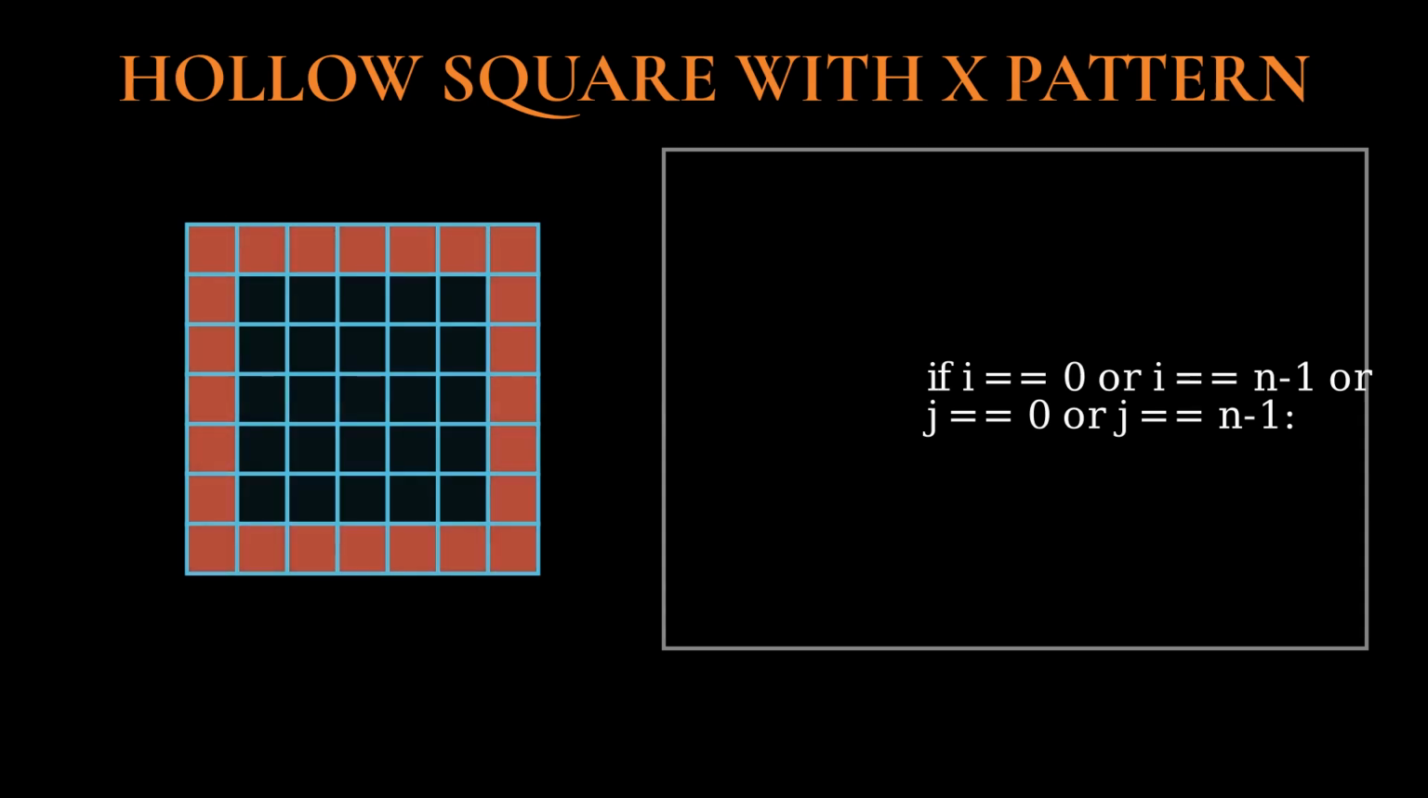Now, if we carefully observe the pattern, we can see that the first row and the last row are completely filled with stars. Similarly, the first column and the last column are also filled.